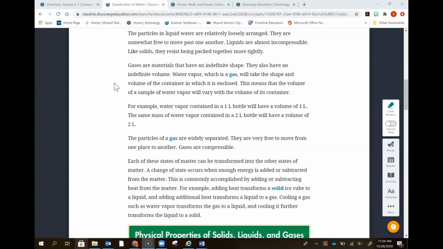For example, adding heat transforms a solid ice cube to a liquid, and adding additional heat transforms a liquid to a gas. Cooling a gas, such as water vapor, transforms the gas to a liquid, and cooling it further transforms the liquid to a solid.